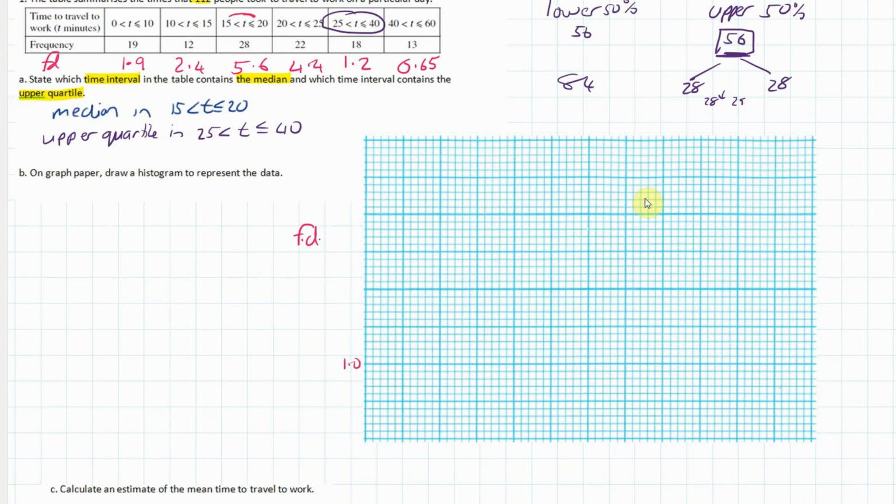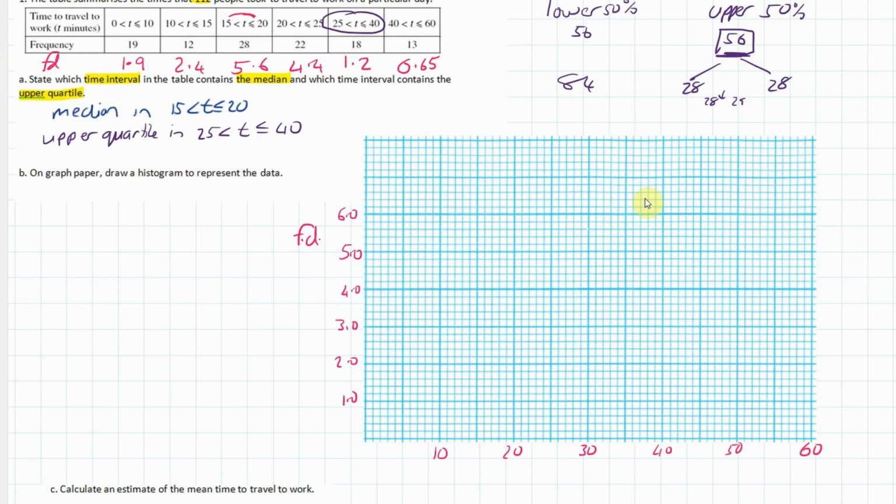So 1.0, 2.0. Oh no, that's not going to work. Oh, that's really annoying. Okay, never mind. 1.0, 2.0, 3.0, 4.0, 5.0, 6.0. Okay, so that'll do. Now if we go along, 10, 20, 30, 40, 50, perfect, 60. All right.